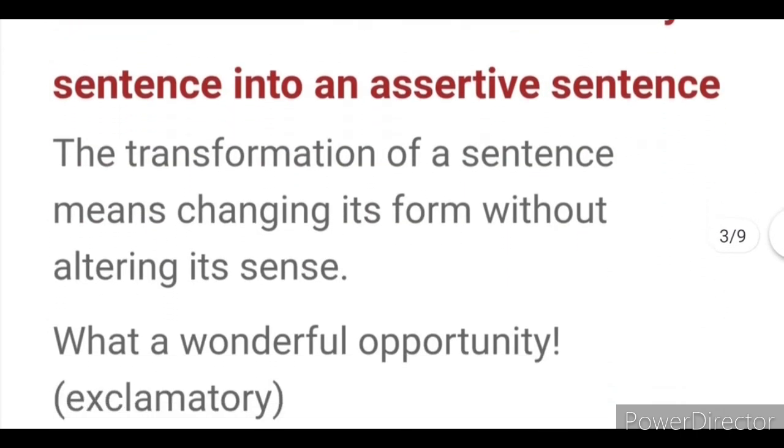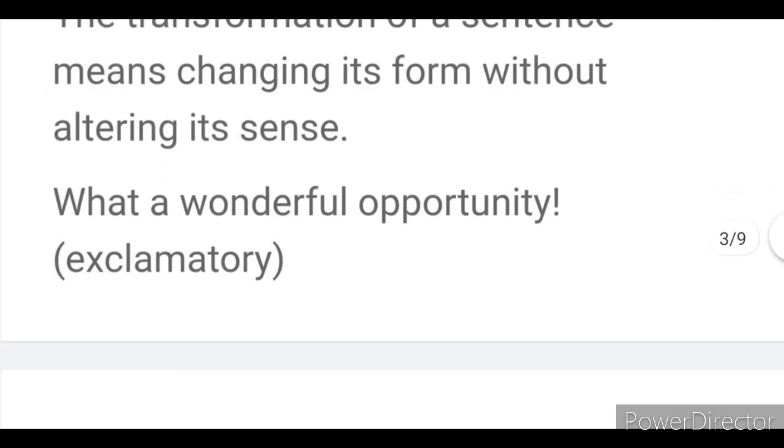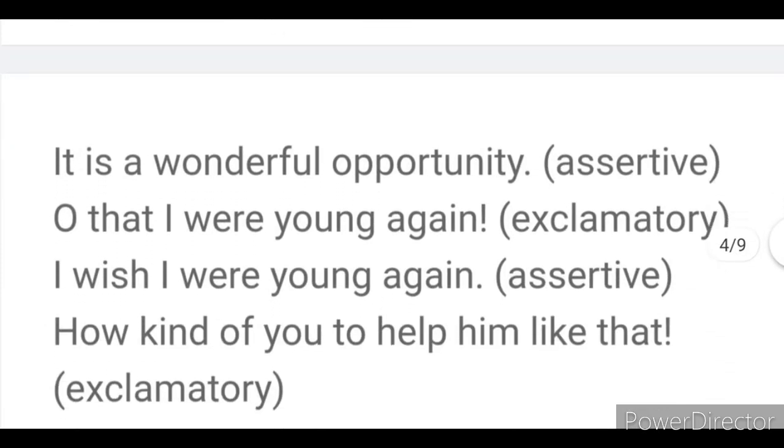The transformation of a sentence means changing its form without altering its sense. What a wonderful opportunity. See, exclamatory sentence. You are expressing surprise and you are pleasantly surprised. It is a wonderful opportunity. That is your assertive form. The meaning does not change, but the sentence has changed from exclamatory to assertive.